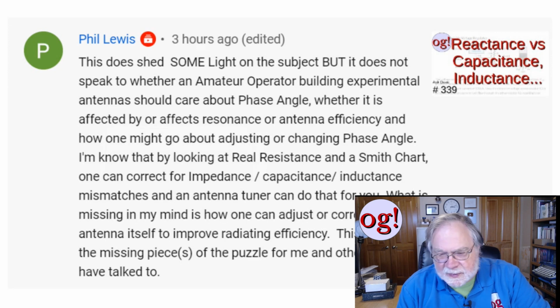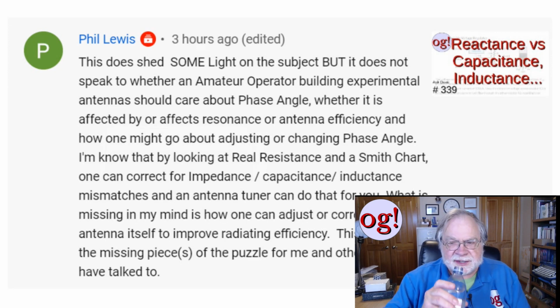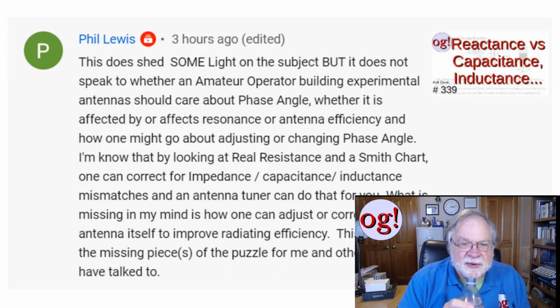Now, it's just easier to let your antenna tuner test that. Phase angle is important for a number of things, but for antenna work, it's just easier to understand that it's the reactance that will do that.